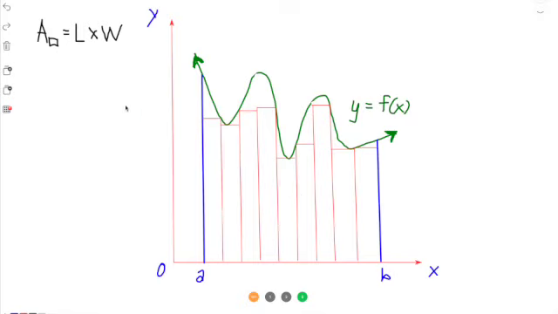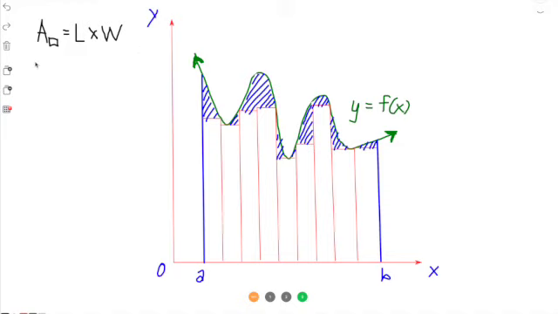So that would give us not exactly the area, because you can see we have here some spaces which are not accounted for. So we can approximate the area under this curve by taking the summation of the areas of these rectangles. Then we should define what the width and the length of these rectangles are.